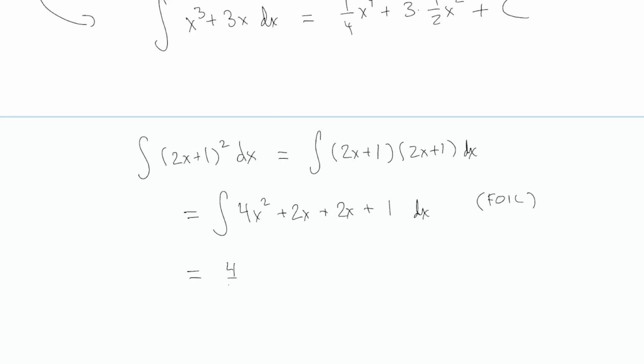This one, I go 4/3 x cubed. Sometimes I'm going to write, instead of 4 times 1/3 x cubed, that's the same as 4/3 x cubed. I hope you don't mind. And then 2x gives me x squared. 2x gives me another x squared. And then 1. What do I do with 1?